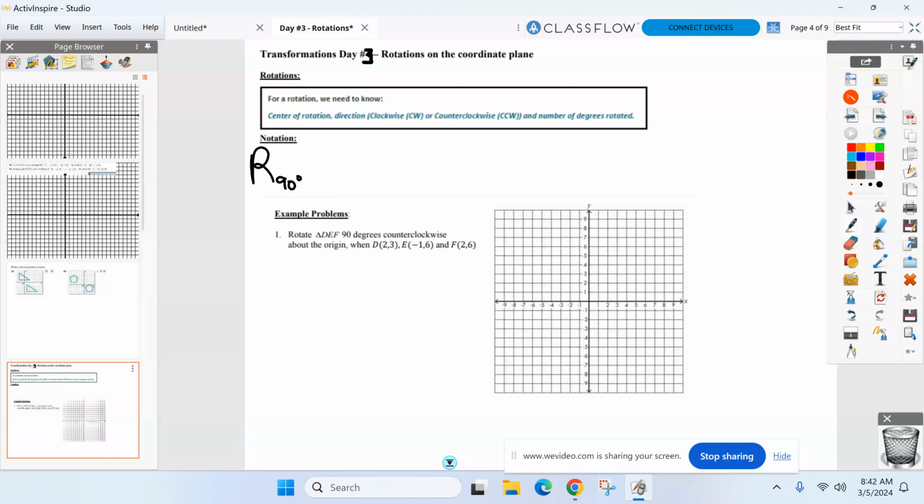But here's the problem. I could rotate one of two ways. I could rotate in what's called a clockwise direction, so going to the right, or I could rotate in a counterclockwise direction, going to the left. How are you going to know which direction to rotate? It all depends on the degree measure. If it's positive, like it is right now, and this might not make too much sense here, but this is the way it is, you rotate counterclockwise, 90 degrees in this case.